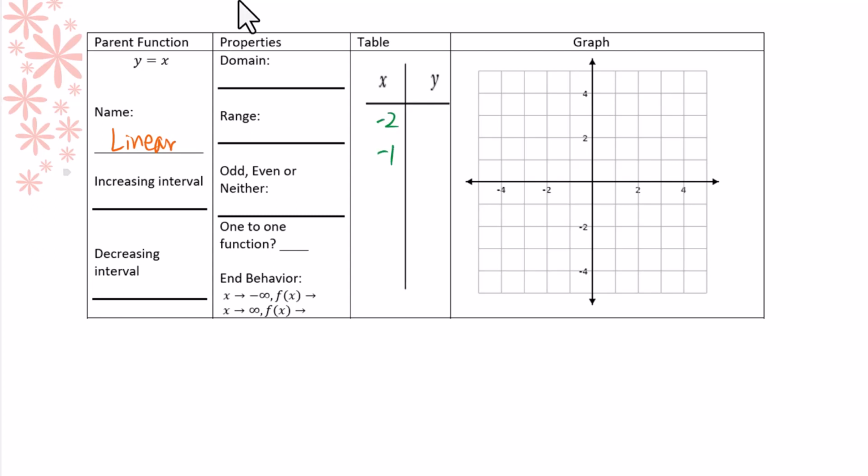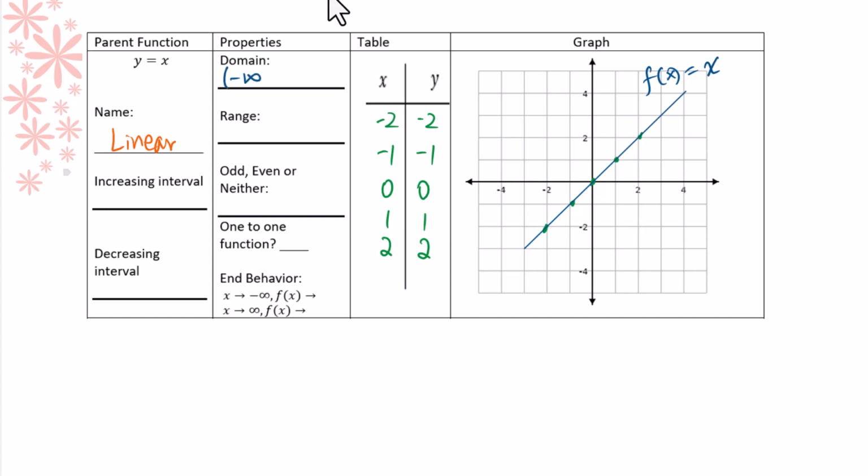For x: -2, -1, 0, 1, 2. For y: -2, -1, 0, 1, 2. The points are (0, 0), (1, 1), (2, 2), (-1, -1), (-2, -2). Use a straight line to connect all these 5 points. F of x equals x.